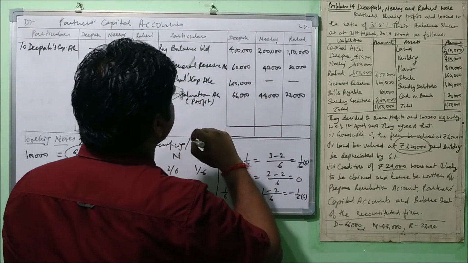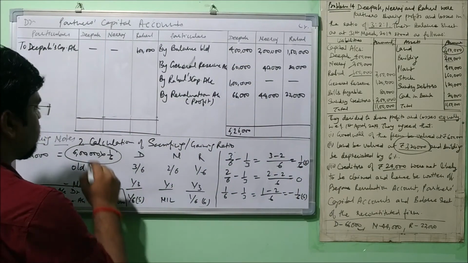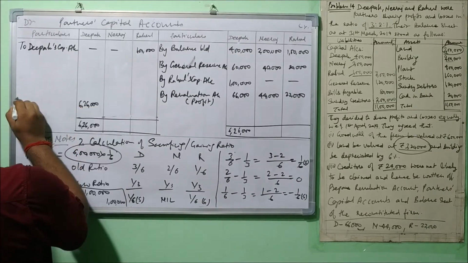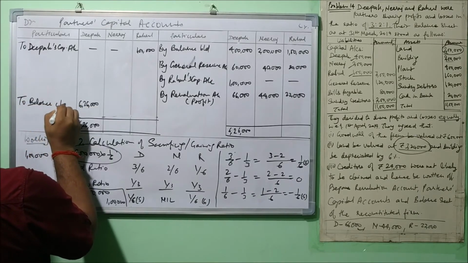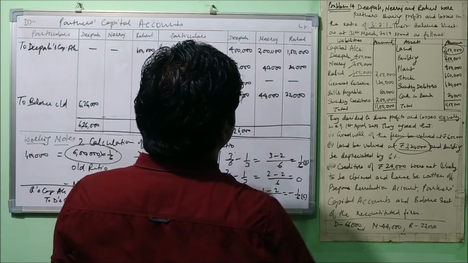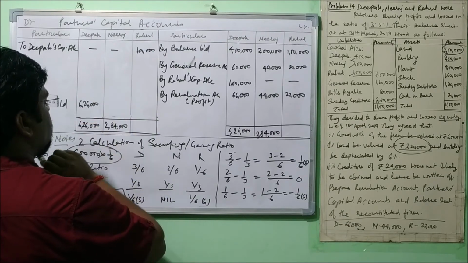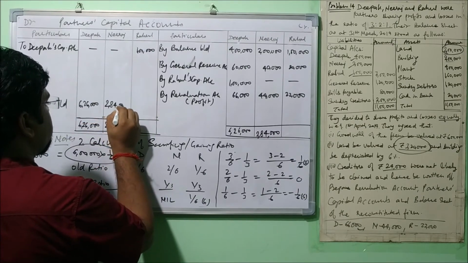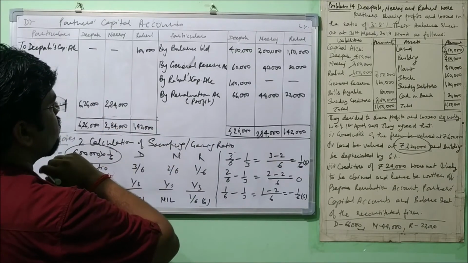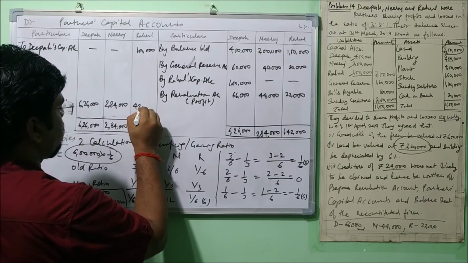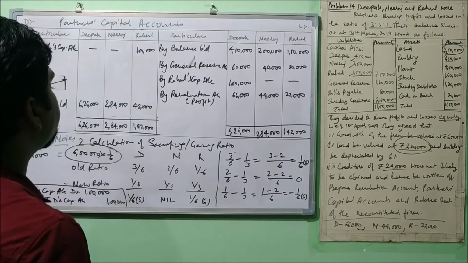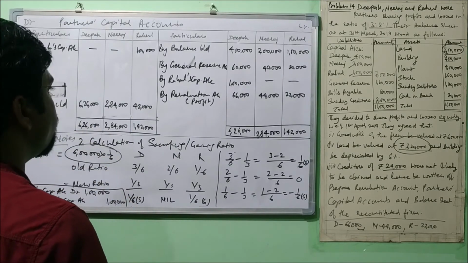Very first, let's do it for Deepak. For Deepak it is 6,26,000 and here it is 0. So directly we'll put it here, that is to balance c/d. This value will go to the new balance sheet. Understood? Now let's do it for Neeraj. Nil we'll have to deduct, so directly we'll mention 2,84,000. Now for Rahul, yes, 1 lakh will be deducted, so his capital will be left only 42,000. Understood? So these figures of capital will be transferred to the new balance sheet.